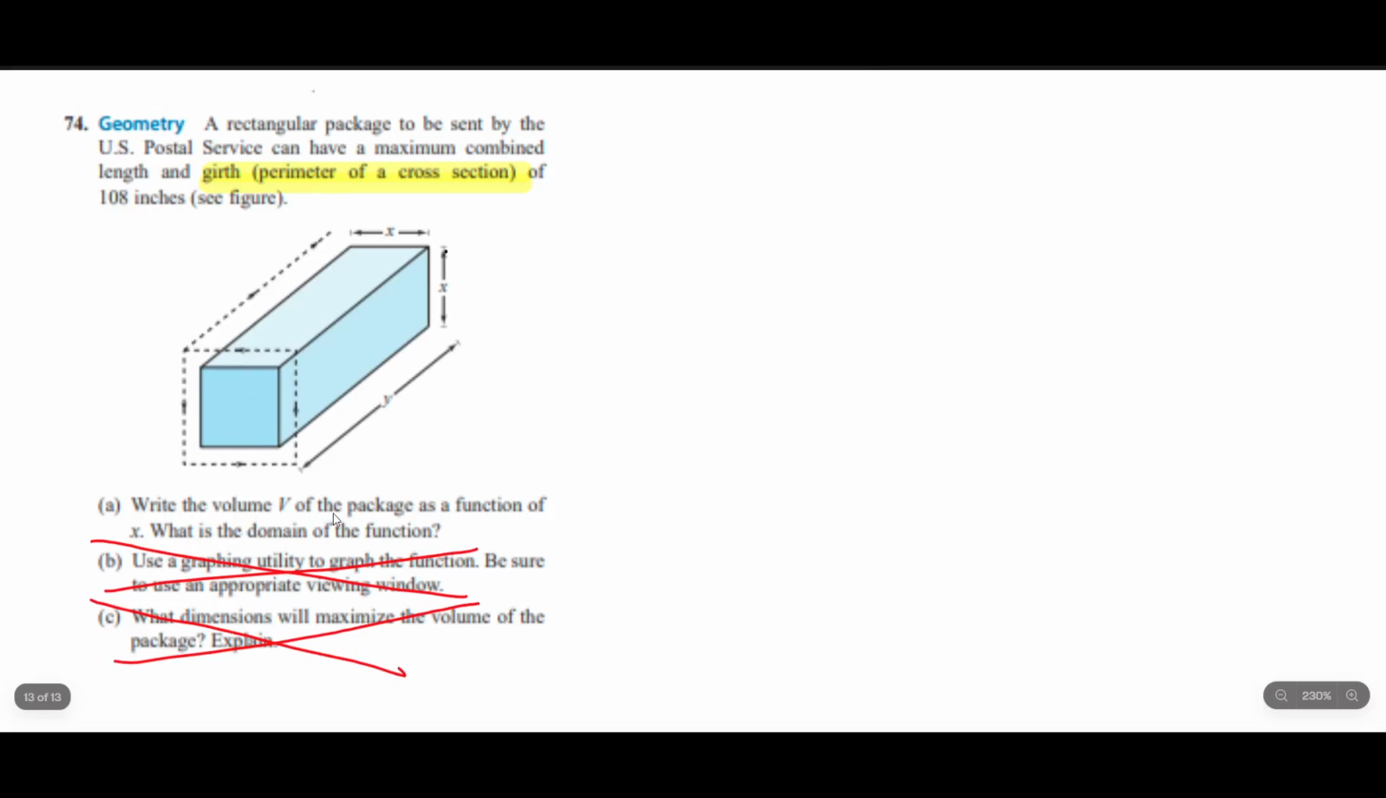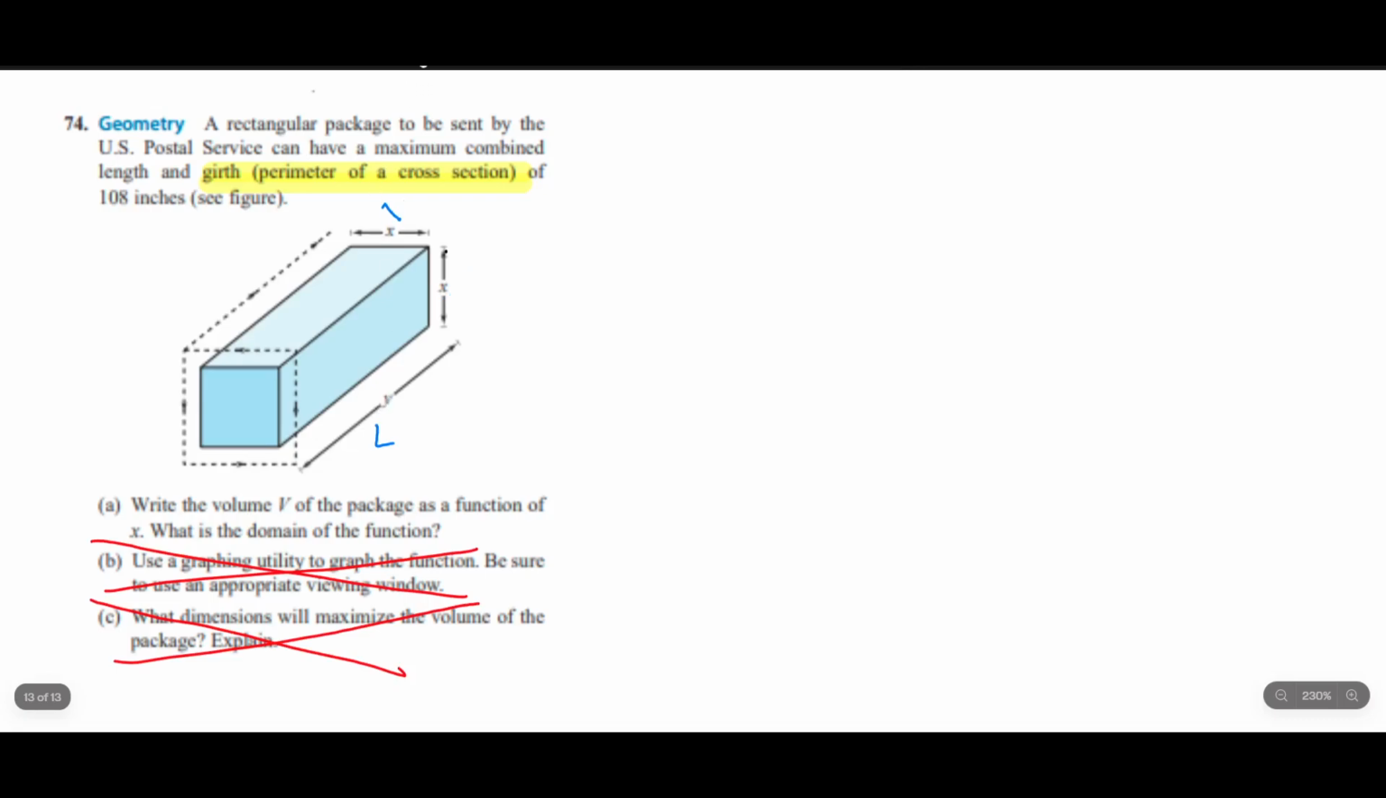What is the volume V of the package as a function of x? Okay, so volume. This is length. I'm just going to say here, this is length. This is length. Remember, because y is the longest, length is the longest, and then width is x, and height is also x.